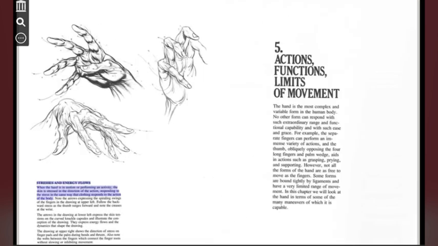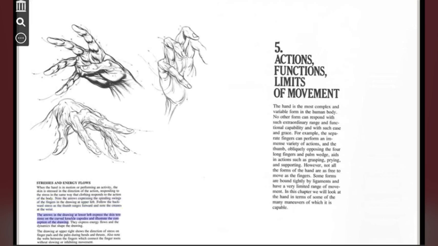Stresses and energy flows when the hand is in motion or performing an activity. The skin is stressed in the direction of the action, responding to the stress in the same way that clothing responds to the action of the body. Note the arrows expressing the spiraling swings of the fingers in the drawing at upper left. Follow the backward stress as the thumb surges forward and note the creases at the wrist.